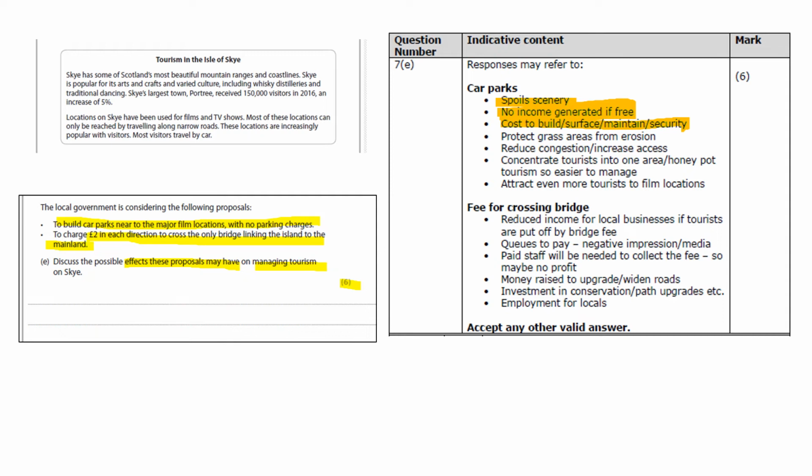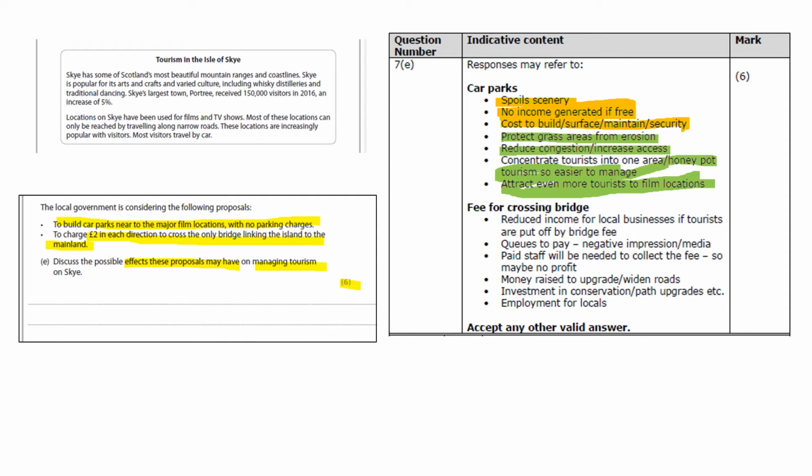Those positives are that people are going to stop parking on the grass, so there's going to be less erosion. Presumably it's going to reduce congestion, it's going to increase access, there's going to be fewer cars on the roads. One advantage is that it will put people into honeypot sites, and that means that by all going to 1 or 2 places, you can actually manage those places better. And more tourists probably means more money, so that's got to be an advantage. So you probably only need 2 or 3 of those things about car parks, but you do need to have a couple, and you do need to explain them.